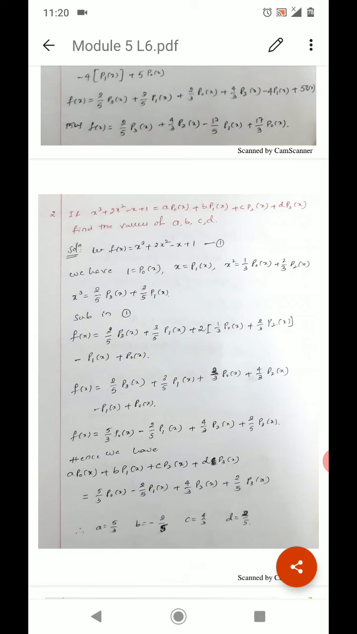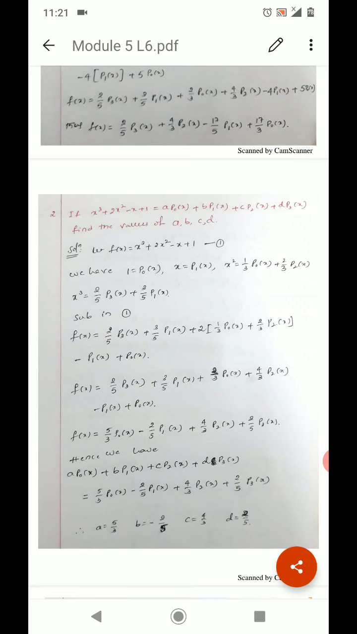So solving this, we get f of x is equal to 2 by 5 P3 of x plus 3 by 5 P1 of x plus 2 by 3 P0 of x plus 4 by 3 P2 of x minus P1 of x plus P0 of x. Therefore, f of x becomes 5 by 3 P0 of x minus 2 by 5 P1 of x plus 4 by 3 P2 of x plus 2 by 5 P3 of x.